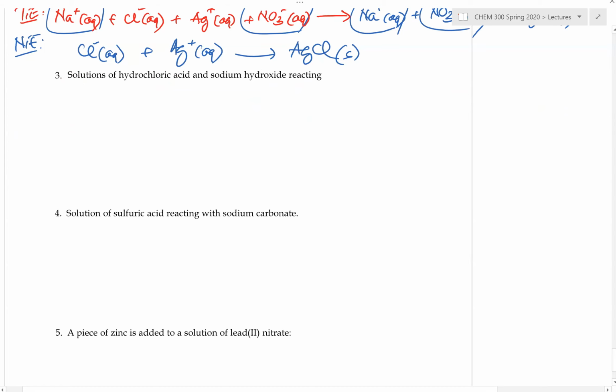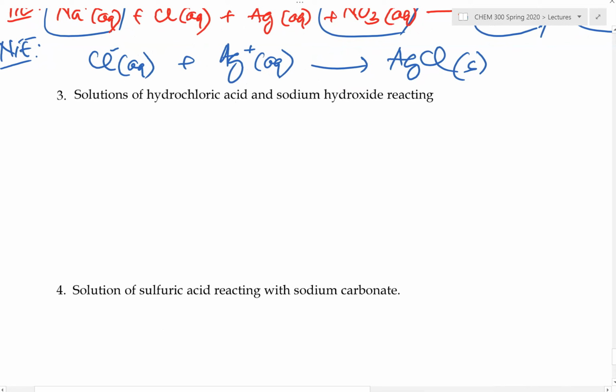And now let's try another example. So let's go over another reaction in which it is not a precipitation reaction. Okay, so in this case, let's try reaction number 3. A solution of hydrochloric acid and sodium hydroxide reacting with each other. What will be the TIE and the NIE for this reaction? So let's first get started with the conventional equation. Hydrochloric acid would be HCl, aqueous, reacting with sodium hydroxide, NaOH, aqueous. So that's what we will have right here.